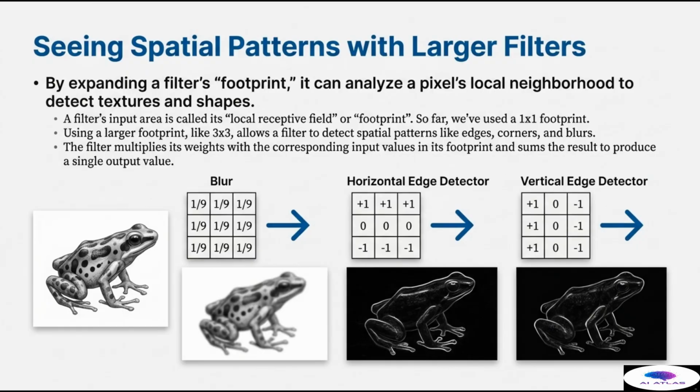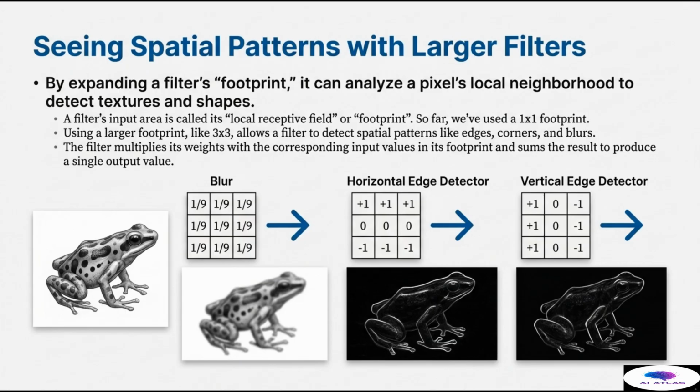While a 1x1 filter is excellent for detecting color features, real-world vision requires detecting spatial patterns like edges and textures. To achieve this, we expand the filter's footprint to analyze a pixel's local neighborhood. This input area is formally called the local receptive field. Typically, we move from a 1x1 footprint to a 3x3 footprint, meaning the filter now looks at 9 pixels simultaneously. By using a larger footprint, a single filter can now detect more complex spatial patterns, such as horizontal edges, vertical edges, or even blurring effects.